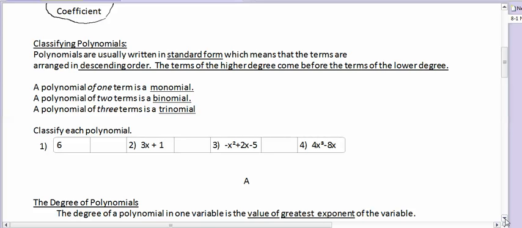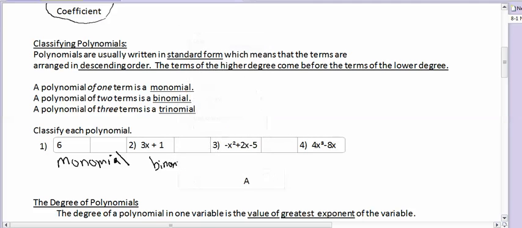Okay, and then 1, 2, 3, and 4 below, we are going to classify each polynomial. So now number 1, I have just the constant 6. It's a number. It's one number, and it is a monomial. It's just one term together. So write that underneath. It's a monomial. But now this number 2 has a 3x and a 1. How many terms are there? There's 2 terms. So this is called a binomial.